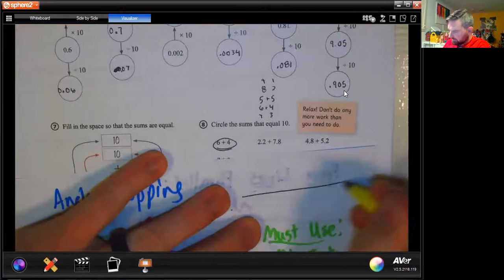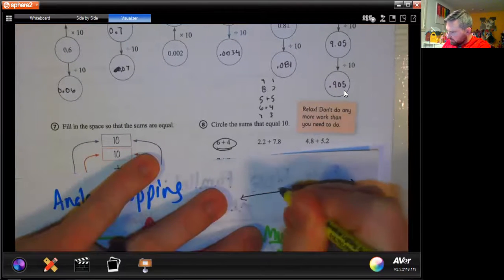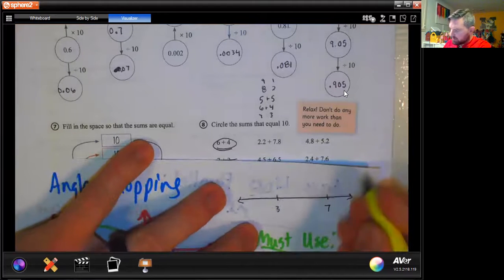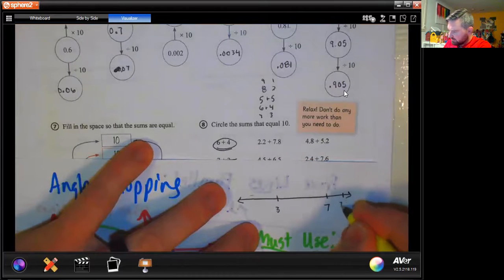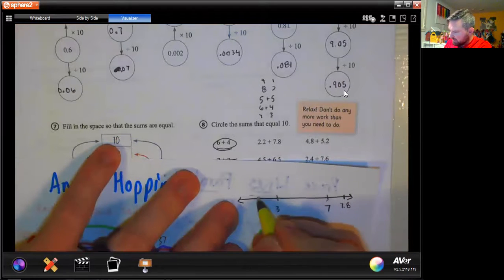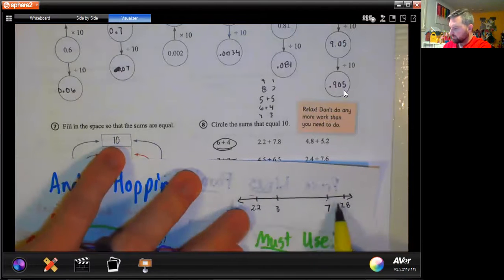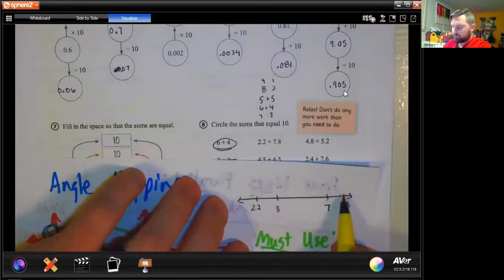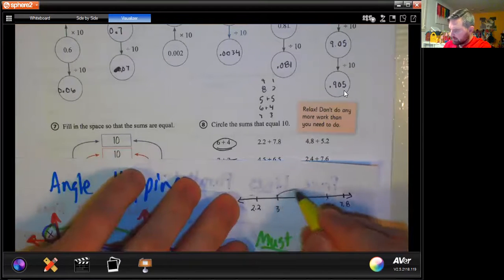Kind of visualize this. I know that 3 and 7 add up to 10. Well, if I go to 7.8, that's over here. So that's a 0.8 difference going that way. And I go 0.8 difference this way, 2.2, that's 0.8, that's 0.8. They will still add up to 10. Okay, this was 10, and then this will be 10.